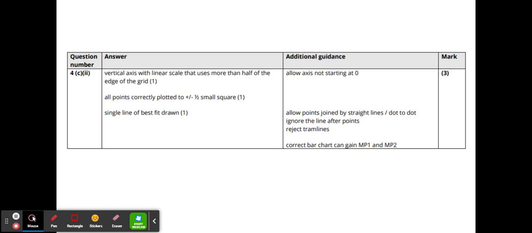So the mark scheme expects you to show a vertical axis with a linear scale that uses more than half of the edge of the grid. All points need to be plotted to within plus or minus half a small square and a single line of best fit drawn. Here is a student's answer. In this case, the student used less than half of the grid, so it was a very small graph, and so they lost one of those marks that were available.